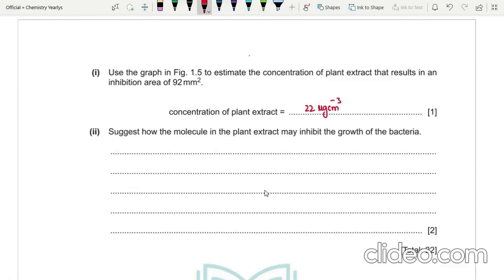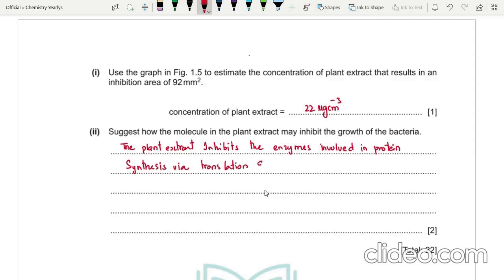So we could write that the plant extract inhibits the enzymes involved in protein synthesis via translation and transcription. Do not use the abbreviation, use the full word. You will write it in full, and transcription.